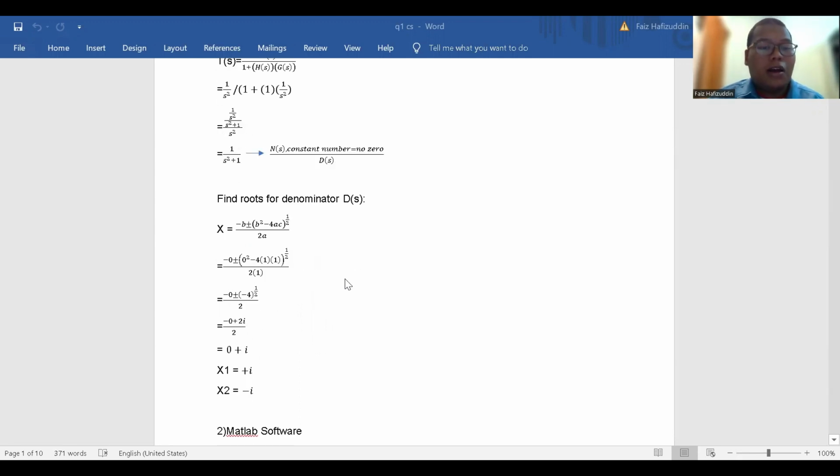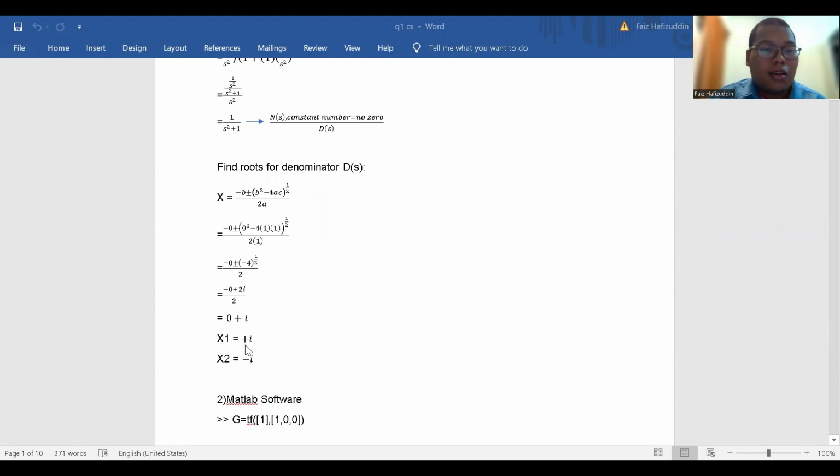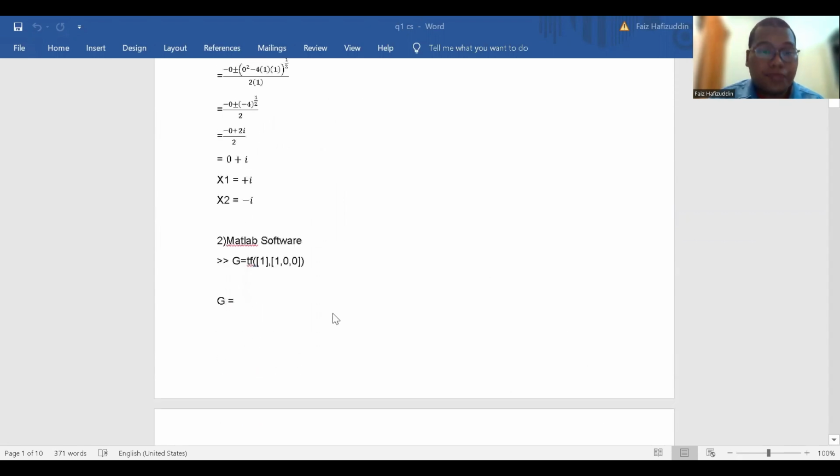So the answer is here, and now I will show you the MATLAB software for plotting the pole zero graph. As you can see here, this is the command window for MATLAB. First we need to insert the equation, the function. So next is the H.